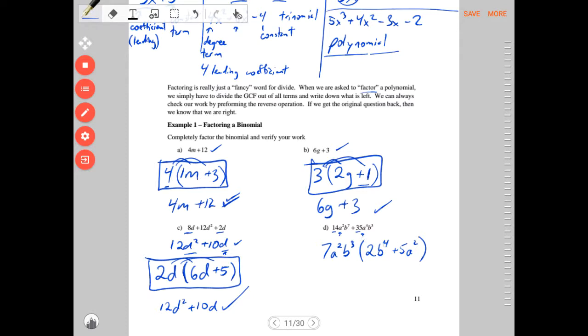Okay, if we distribute this to check our work, 7 times 2 is 14. A squared with no A's just tacks on. B, so 3 B's and 4 B's makes 7 B's. B to the 7th. Plus 5 times 7 is plus 35. 2 A's and another 2 A's is 4 A's, A to the 4th. And B cubed with no other B's just strings along, B cubed. That is our question, so we know we are right. We have verified, and we are good to go. All right, so that's that page.